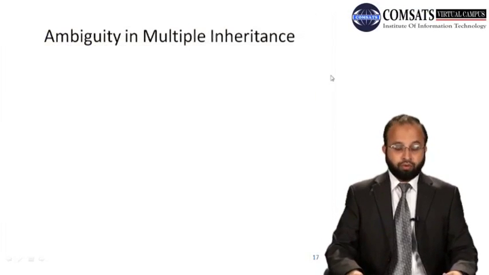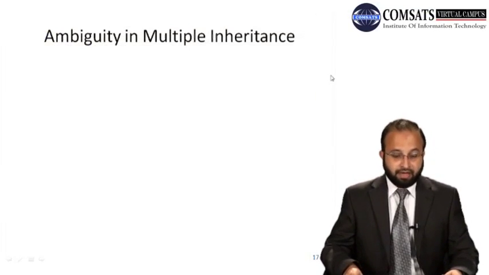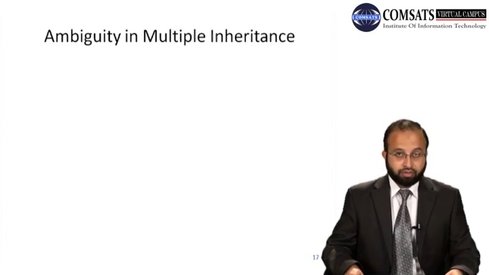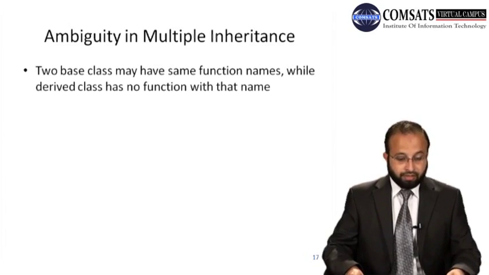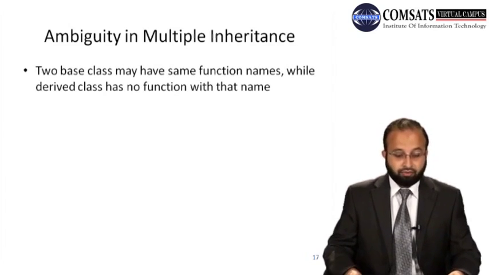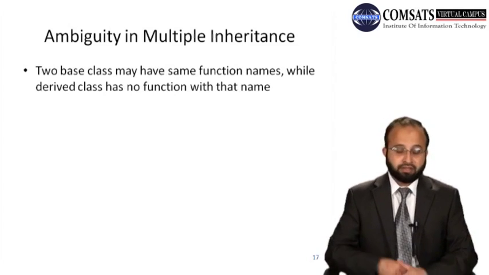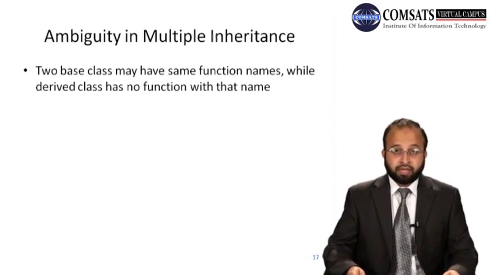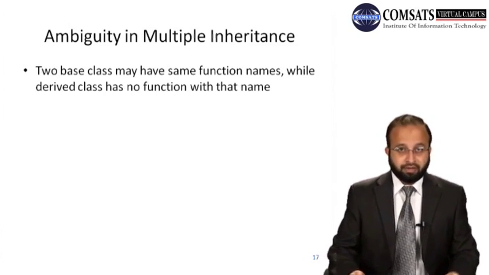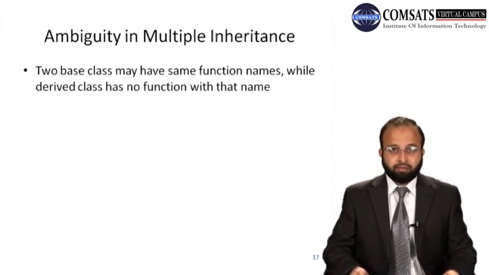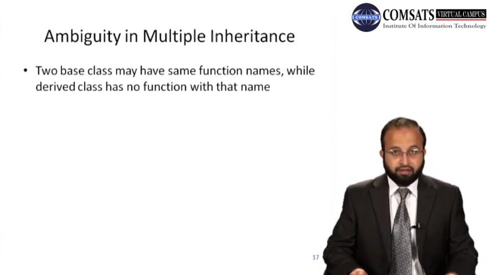Now there is one ambiguity in multiple inheritance. Let's see what that ambiguity, or confusion, is, and what point we must take care of. Two base classes may have the same function name while the derived class has no function with that name. That can be a situation where in the two classes, for example the distance class and the type class, you might have a function, let's say display, that displays the value of the private data member, and then the derived class won't have a display function.